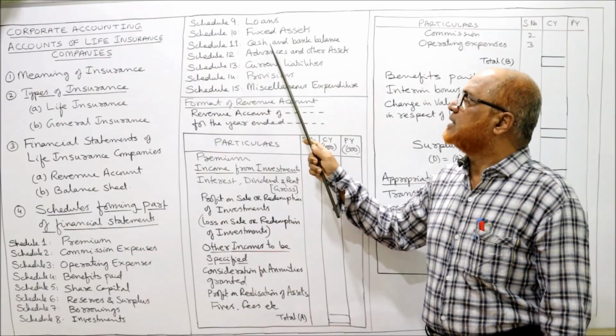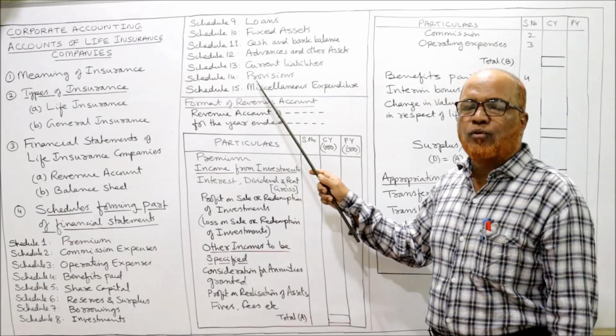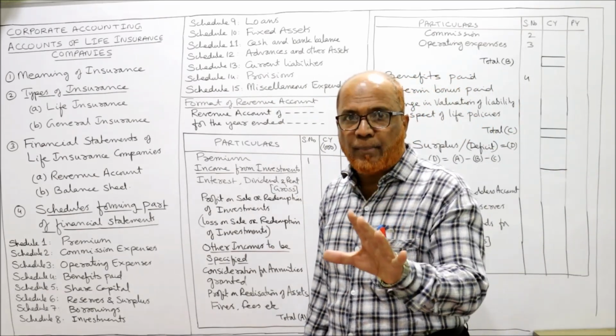11th, cash and bank balances. 12th, advances and other current assets. 13th, current liability. 14th, provision. 15th, miscellaneous expenditure. That's all. These schedules you have to remember, right?